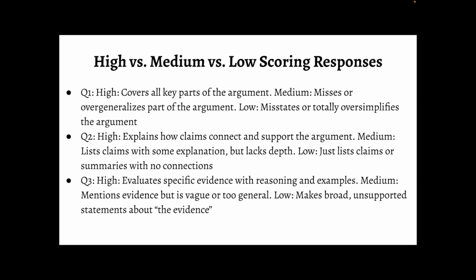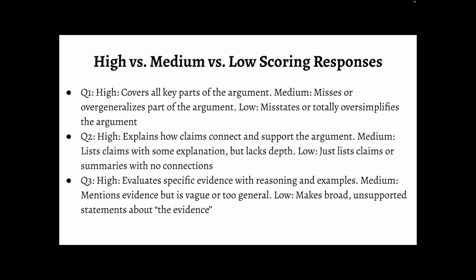So question 2, to get a high score, you want to explain how the claims connect and support the argument. A medium score would list claims with some explanation but lack depth and connection, and low would probably just list claims or just summaries with no connections. Remember, you have to explain the claims and how each claim connects to others, and how these claims and their connections build the author's line of reasoning and their argument. This one is probably the hardest question to get a high scoring response, but to get a 6, that's what you need to do.